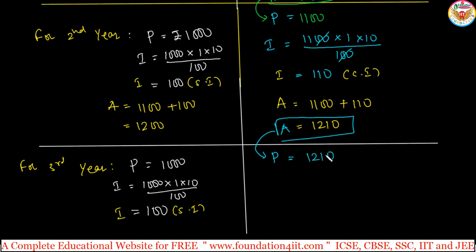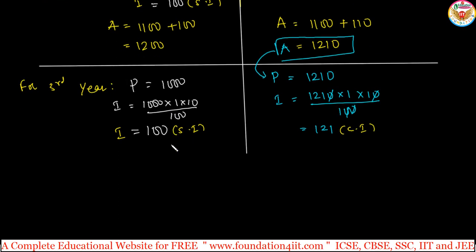That is 1210. In compound interest, the difference is that the previous year's amount becomes the next year's principal. So the second year amount becomes the third year principal. Again, I is the principal into 1 year, for the third year, 10 by 100. You can simplify this: 121. 121 is the compound interest. So every year compound interest is increasing. Second year compound interest is 110, third year is 121. But in simple interest, every year the interest remains the same. That is the main difference.